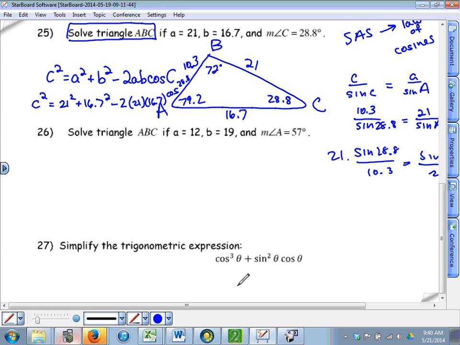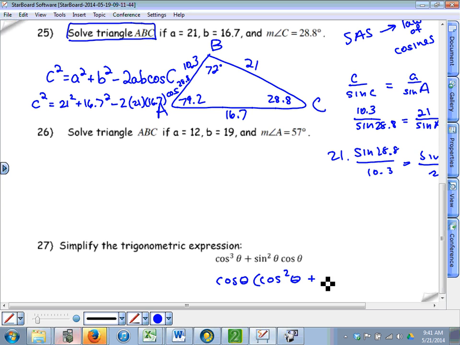Ooh, simplify the trigonometric expression. Simplify as best we can. What do you notice right off the bat? We can factor out a cosine. That's the first thing I noticed. You factor out a cosine, and you get cosine.